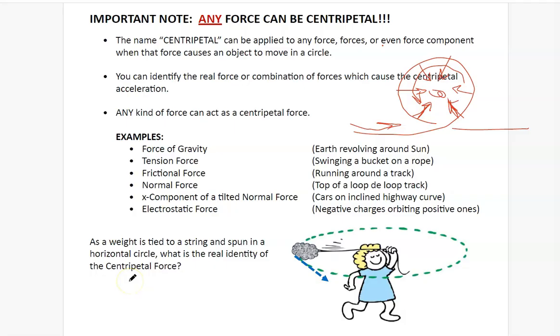The next example is the X component of a tilted normal force. That sounds pretty complicated, and it's certainly more complicated than you need to know for this course. But this is what happens when you're on a highway and you're riding at a very fast speed and you have to make a turn on the highway. The highway is curving. Well, if the curve of the highway is a very sharp curve, sometimes you'll find that the highway itself is not flat, it's actually tilted, it's on an incline.